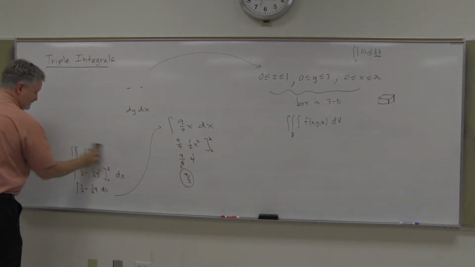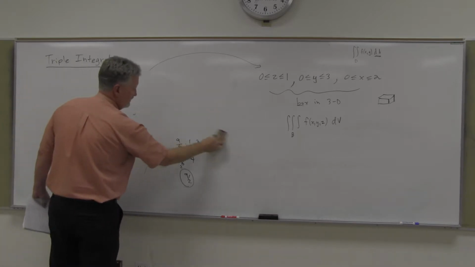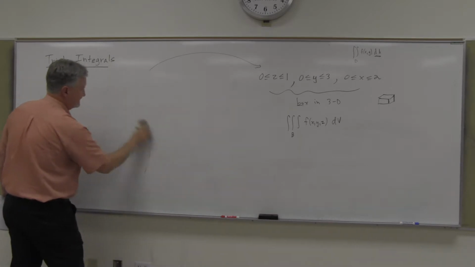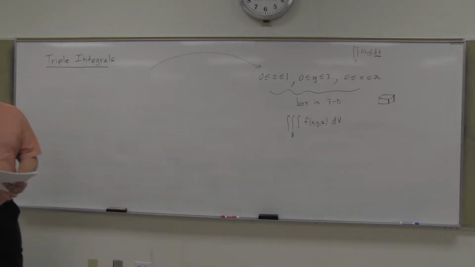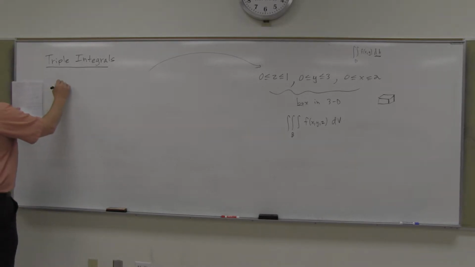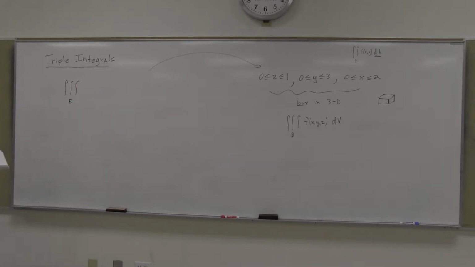All right, now, so that's integrating over a box. Well, that won't always be the case. So let's talk about, for a more general region, call it E. I think that's kind of what we did. And we did D for that one.